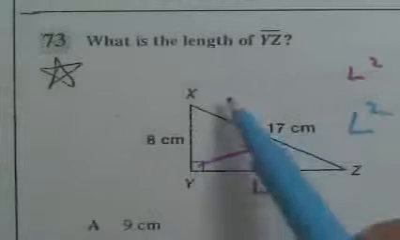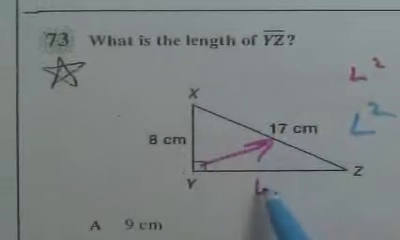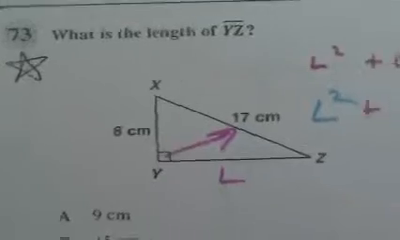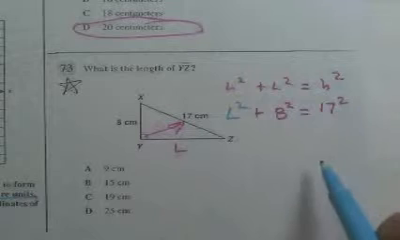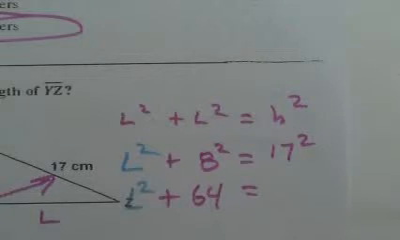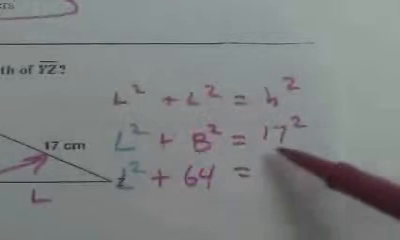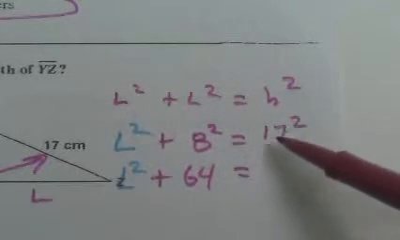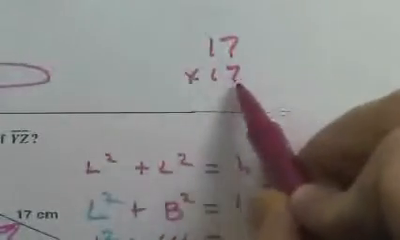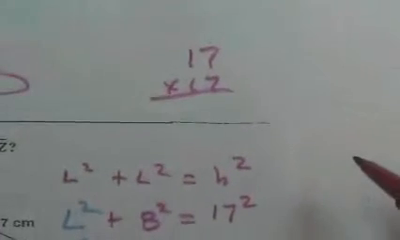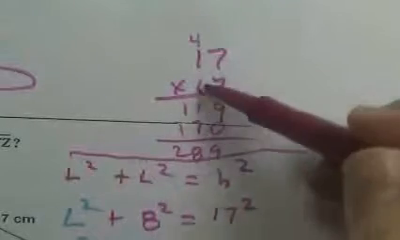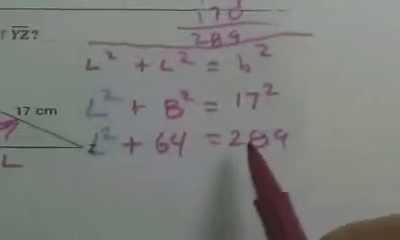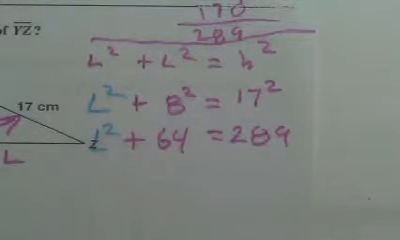Okay, number 73, same type of problem. We're missing a leg. We need to find out what the missing leg is. So we use our formula, L squared equals H squared. Plug the numbers in. And if I multiply that out, I get 289. 17 times 17 is 289. So I put that right there, 289. Next, I need to subtract 64.